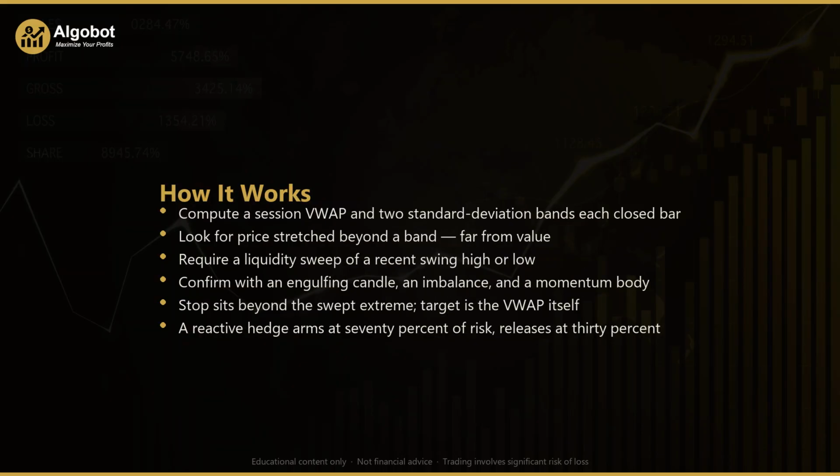Now let's walk through exactly how the strategy makes its decisions. On every closed bar, it recomputes the Session VWAP from scratch. It takes each bar's typical price, the average of the high, the low, and the close, weights it by volume, and accumulates those values across the day. From the same sums, it derives a variance, and from that a standard deviation. The upper and lower bands are then placed a chosen number of deviations away from the VWAP, defaulting to 2.